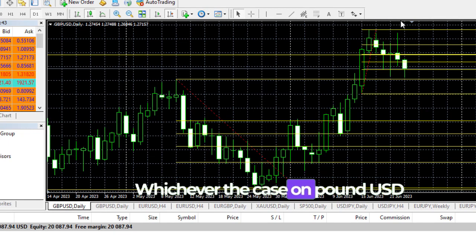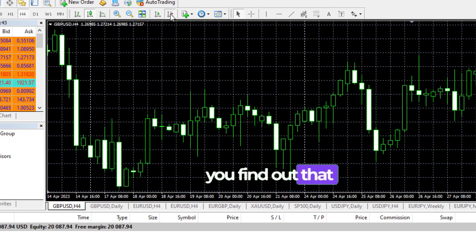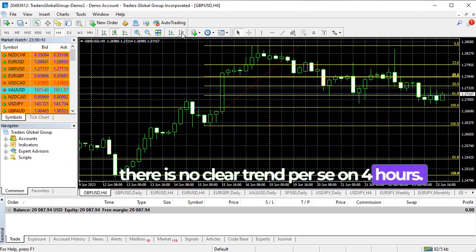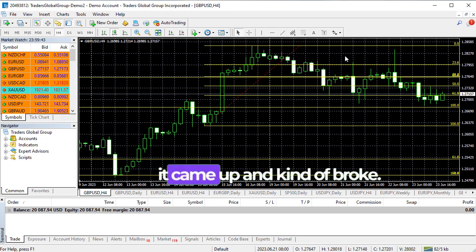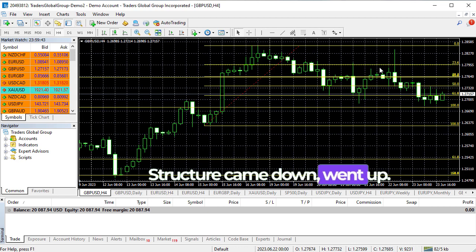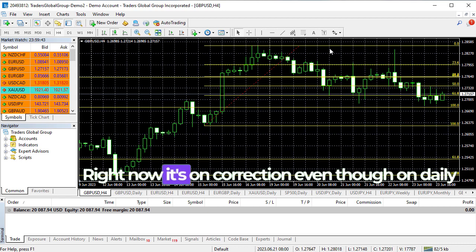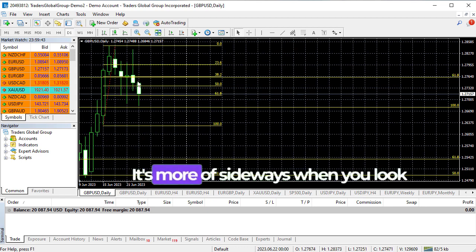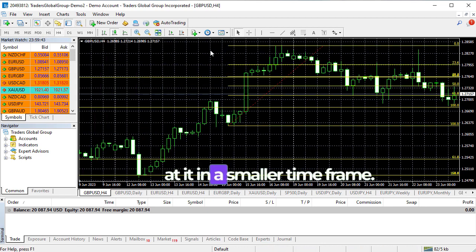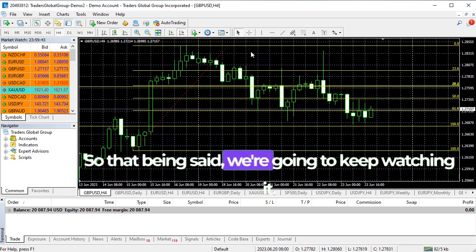Whichever the case, on Pound USD right now, if you look even at 4 hours, you'll find there is no clear trend, because you had a move down, a pull down just before you could say it's up, down. It came up and kind of broke structure, came down, went up, so it's kind of sideways. This is a correction mode right now. Even though on daily you may look at it and say it's trending, not really. It's more sideways when you look at it in a smaller time frame. So we're going to keep watching it.